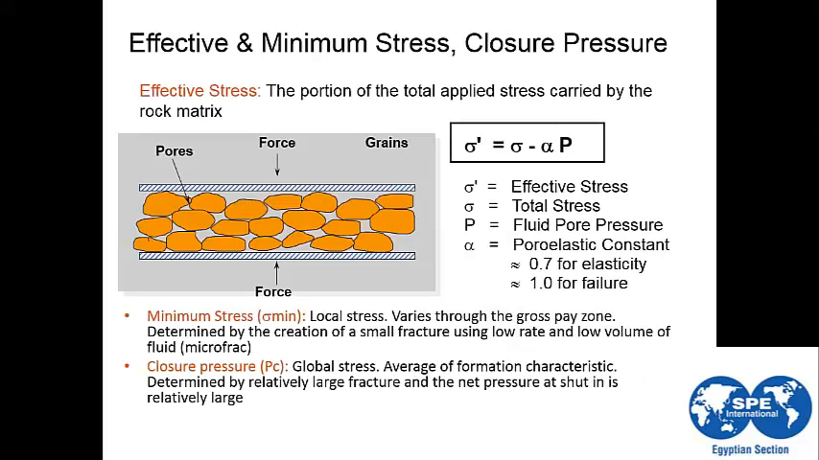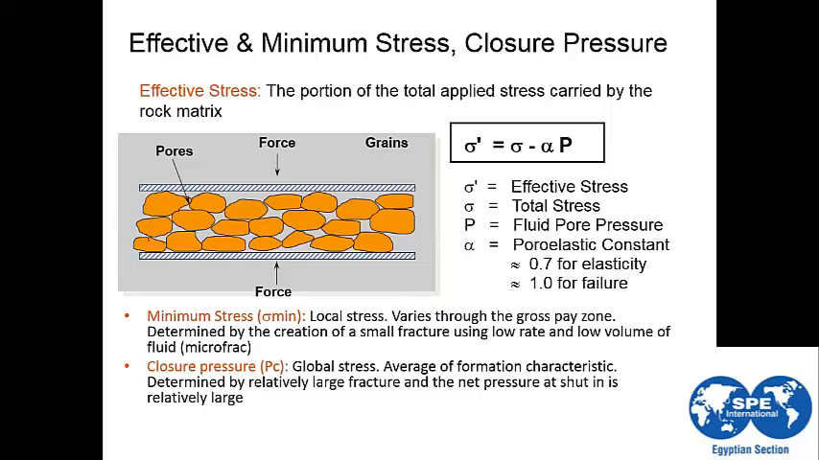We have another term now, the effective rock stress. The in-situ stress is held inside the rock by two materials. The first one is the rock grain itself. The second one is the fluid inside the rock. So when you are trying to calculate the formation stress, you need to calculate the formation stress that is carried by the rock.